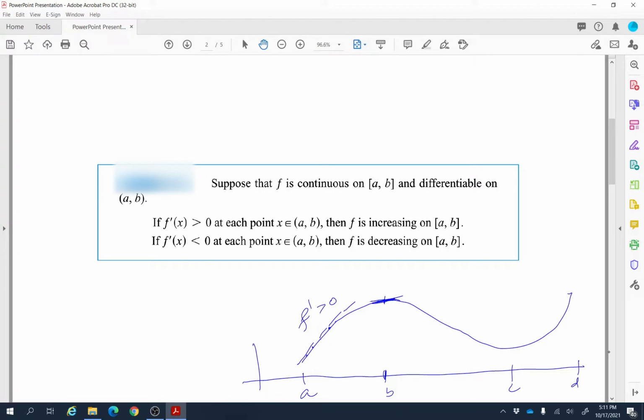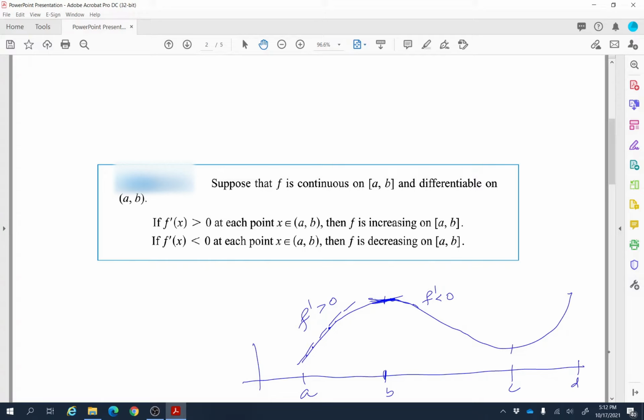After that point, if you draw the tangent line, the slope would be negative, because the slope of the tangent line is the derivative. So if the derivative is positive, the function is increasing. If the derivative is negative, the function is decreasing. That is the statement it's giving you. And one more thing: if it's changing from positive to negative, this is where you get a local maximum value.